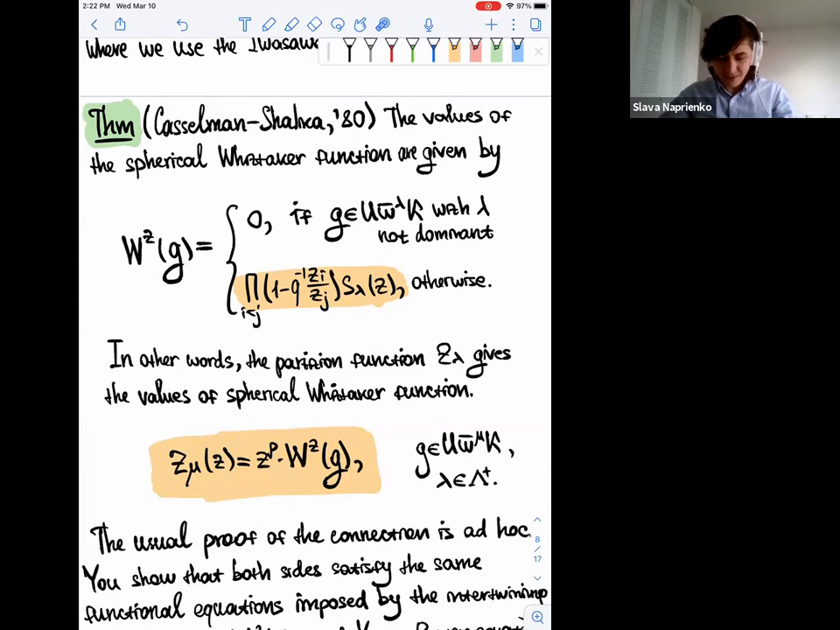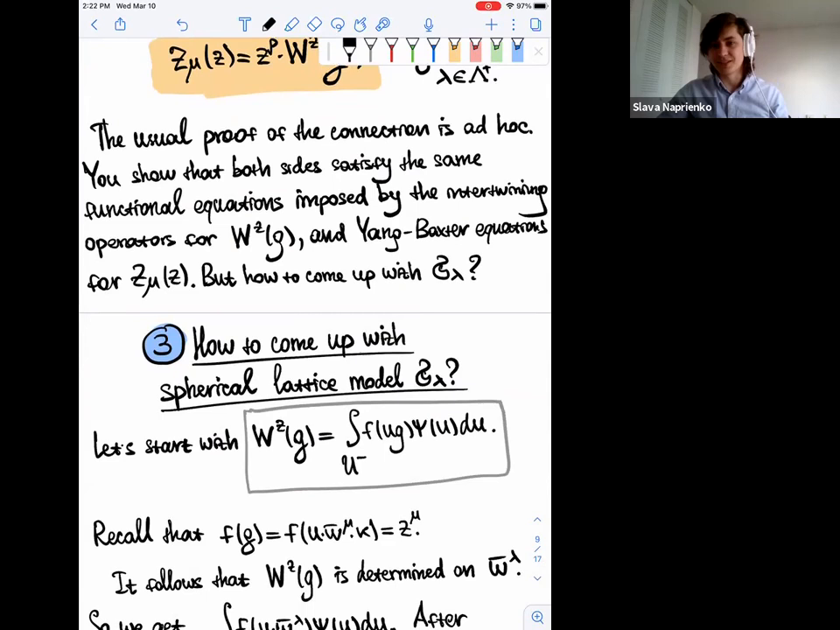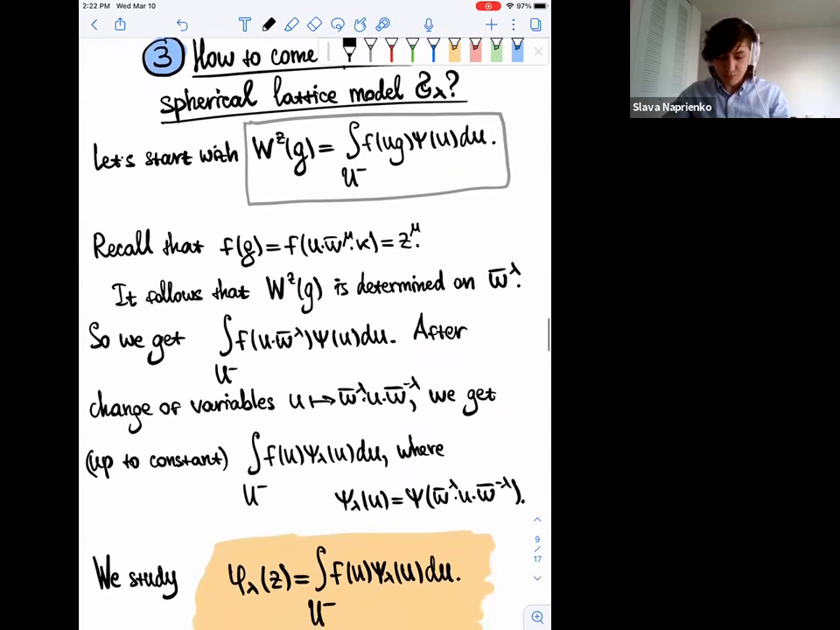Okay. So I go to the third part of my talk, how to come up with spherical lattice model. So let's concentrate on this great example, which is very clear. Everything is very explicit. So the first page that you see on the screen is somewhat boring. So if you get bored, it's natural. The next page is going to be more interesting.